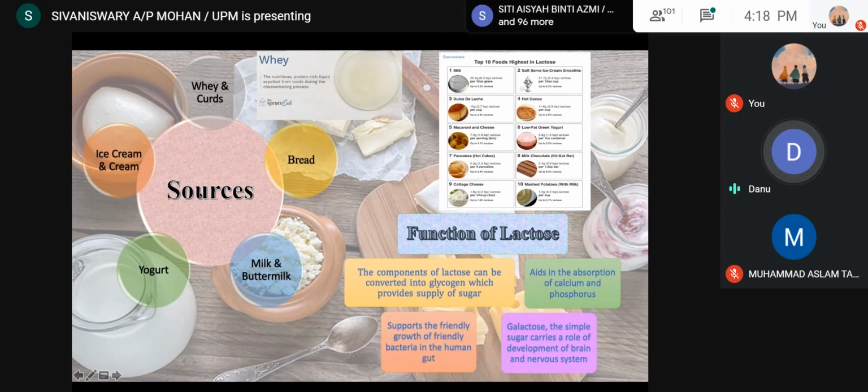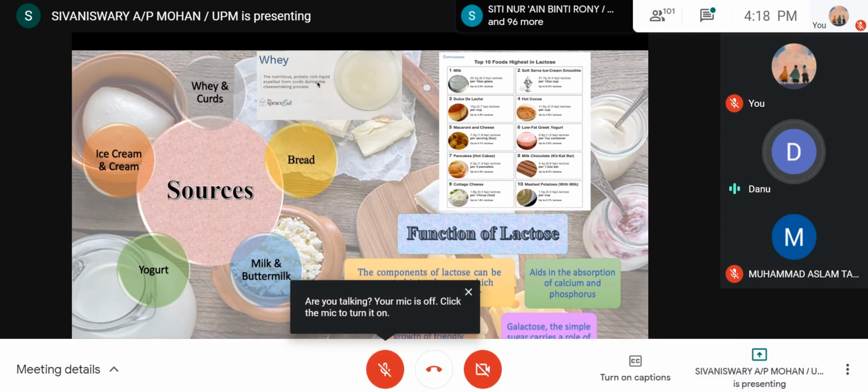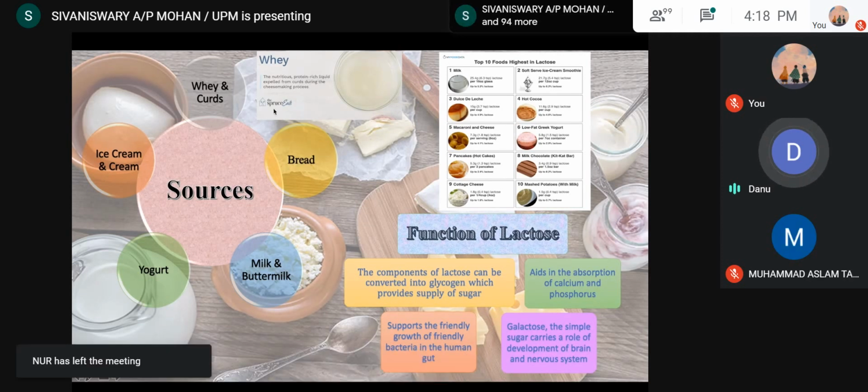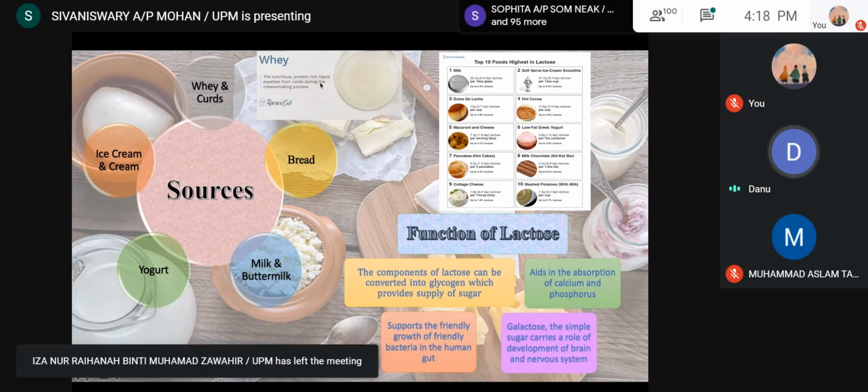So a few of the sources that we have here are whey and curds. Whey is a nutritious protein-rich liquid expelled from curdled milk during the cheese making process. Curds and whey is a generic name given to curdled milk, which separates into lumps of cheese called curds and a liquid called whey. So next are bread, milk and buttermilk, yogurt, ice cream, and food.